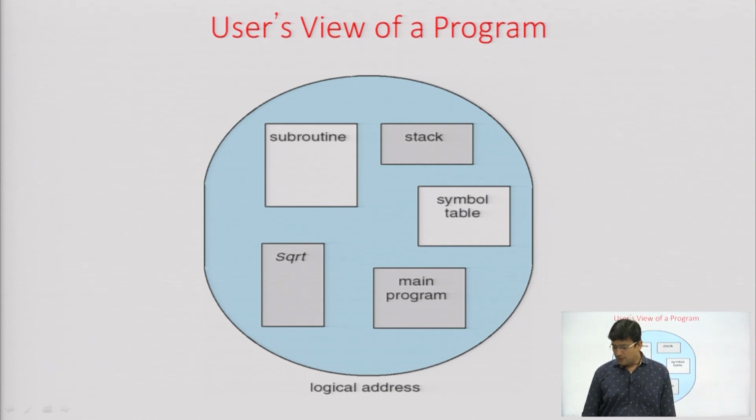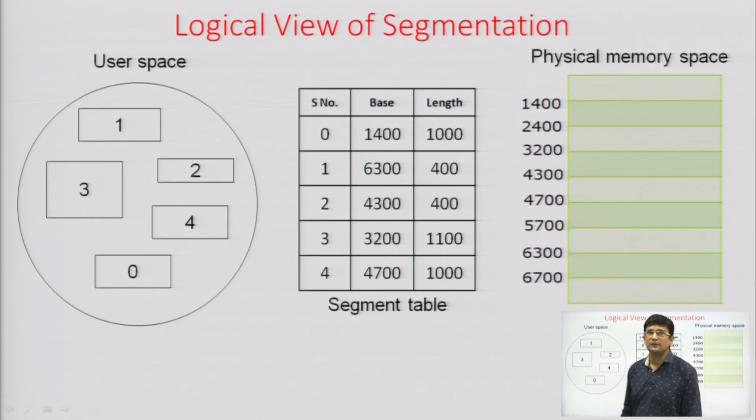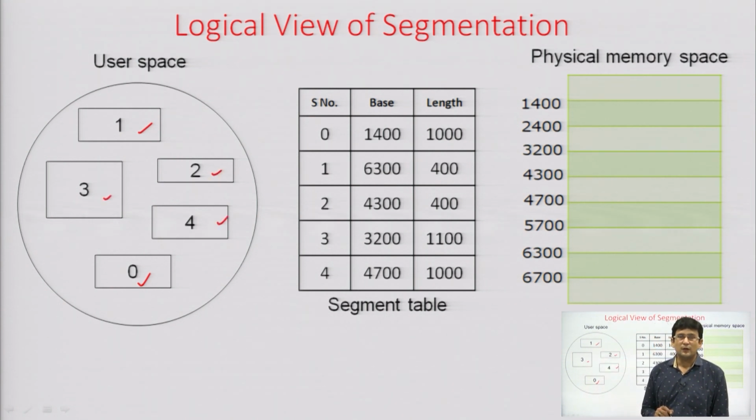All these segments will be given a number. We have taken this example, and all these segments have been given a number. The numbers start from 0, then 1, 2, 3 and 4 if we have 5 segments. So for every process we will now have segment numbers. Now every segment has a particular length, meaning the size. Let us say the size of these segments is stored in the segment table. So the length of each segment is given here. Segment 0 has length 1000, segment 1 has 400, segment 2 has 400, segment 3 has 1100, and segment 4 is 1000.